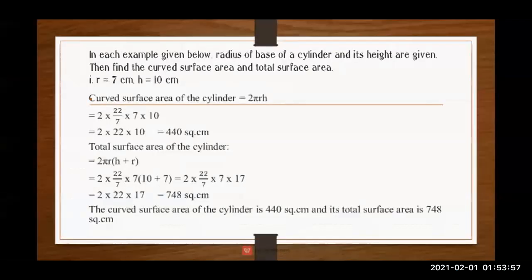Here in this question pi is not mentioned. So I have written 22 upon 7 multiply by r, that is 7, multiply by h, that is 10. See, here we have done the cutting. 7 ones are 7, 7 ones are 7. So what will remain? 2 into 22 into 7 tens is 70.